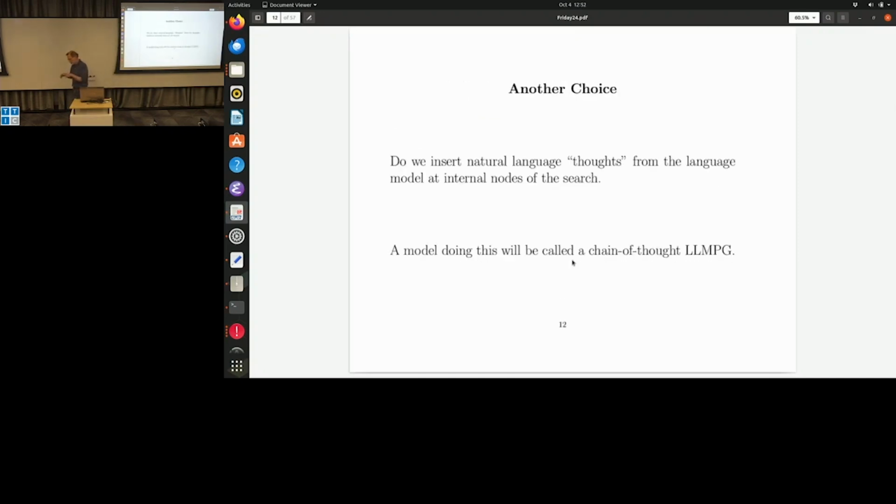Okay, so now I'm just saying what are the choices, what are the design decisions? One of them is and/or or whole proof. Another choice is do we put natural language thoughts in the nodes? When the language model proposes a tactic, it might say in English why it thinks this is going to work. And then your formal theorem proving proof tree is going to have English annotations at every node. And that seems to be important.